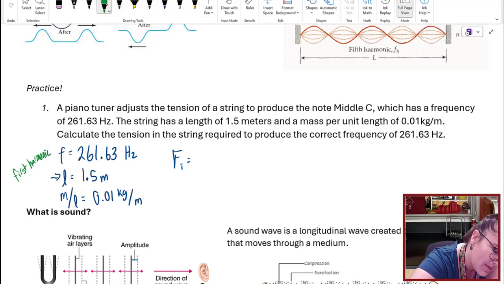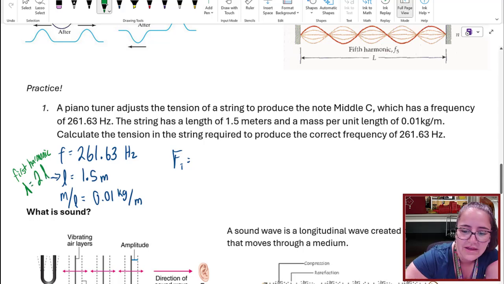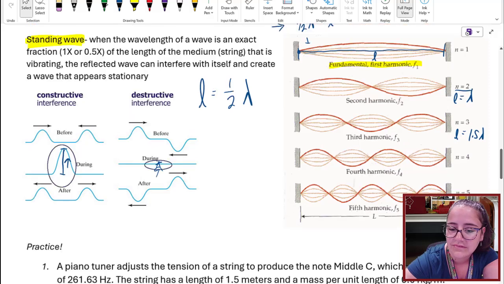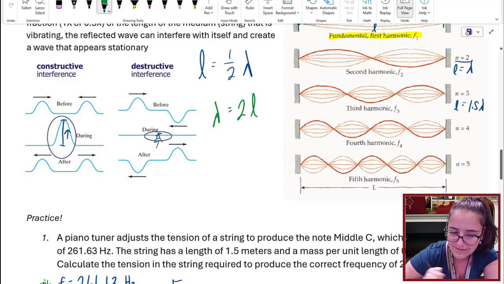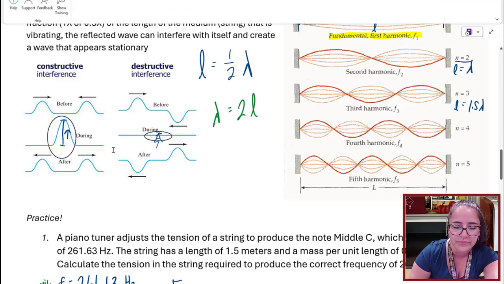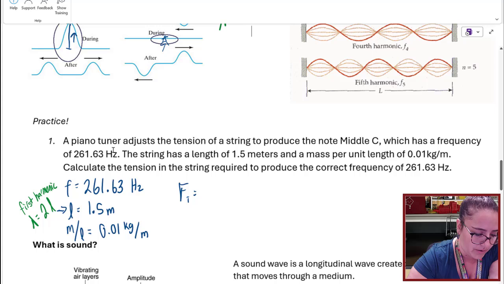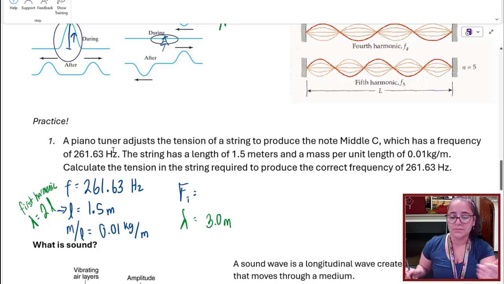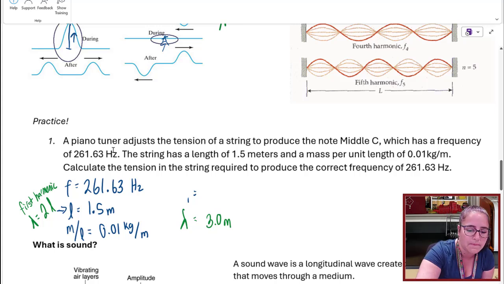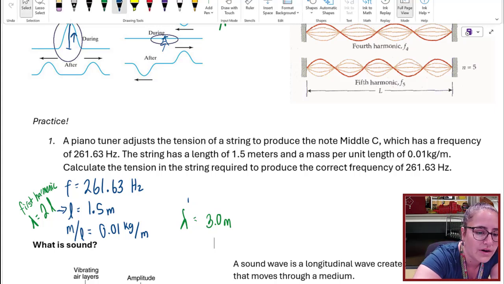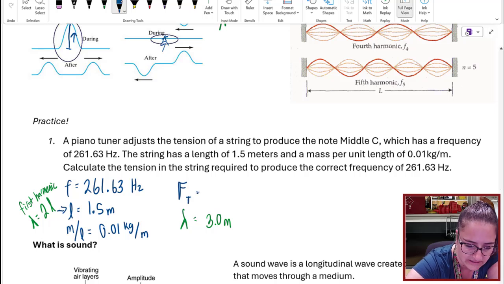So then we know that the wavelength of it is equal to 2 times the length. Because again, the length of the string is half the wavelength. So if you want to know the wavelength of it, it's going to be double the length of the string. Okay. So we can go ahead and find that wavelength. That wavelength will be 2 times 1.5. So we want to produce a wave with a wavelength of 3.0 meters. Okay. And again, we are looking for that force of tension.